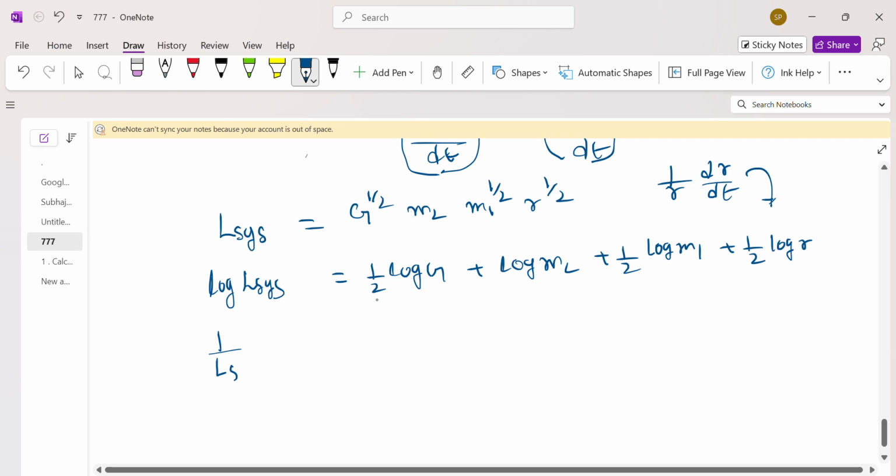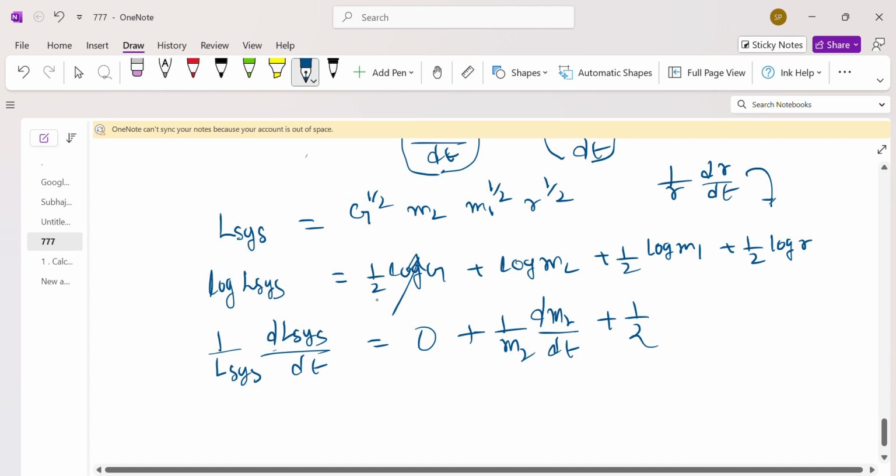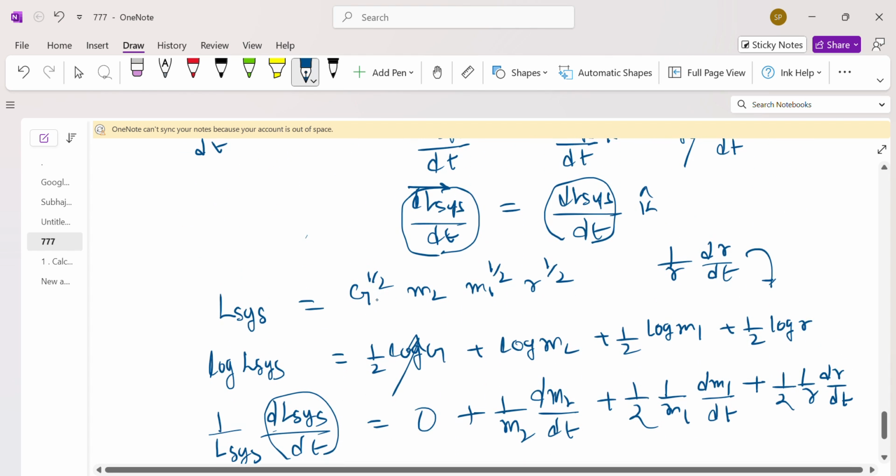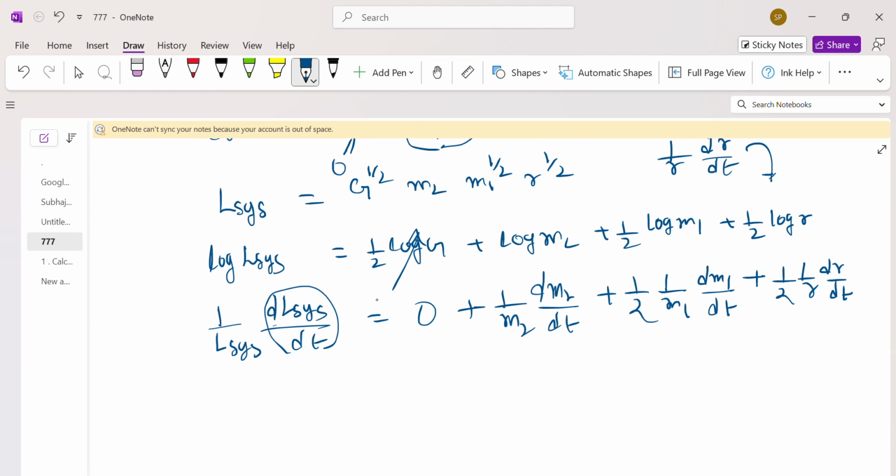So this will be 1 upon L_sys dL_sys/dt, and this is equal to 0 because G is a constant term, plus 1 upon m2 dm2/dt plus 1 by 2 times 1 upon m1 dm1/dt plus 1 by 2 times 1 upon r dr/dt. Now this will be equal to 0 because we have shown that this is a classic central force motion. So dL_sys/dt has to be equal to 0.